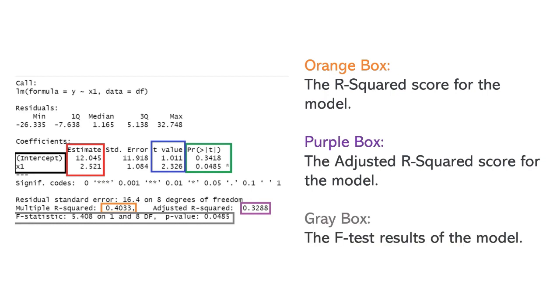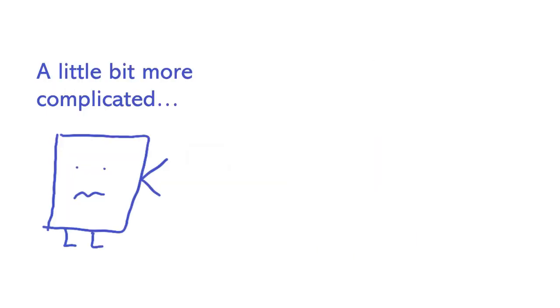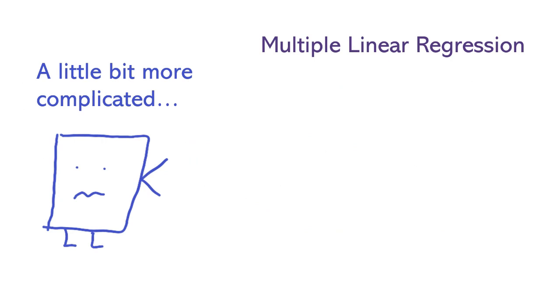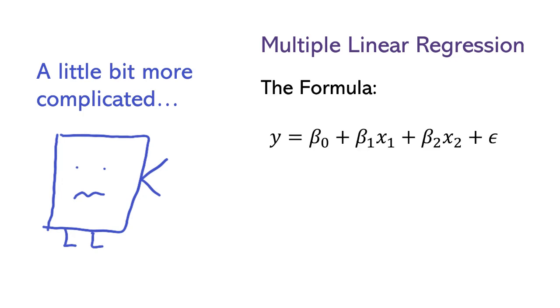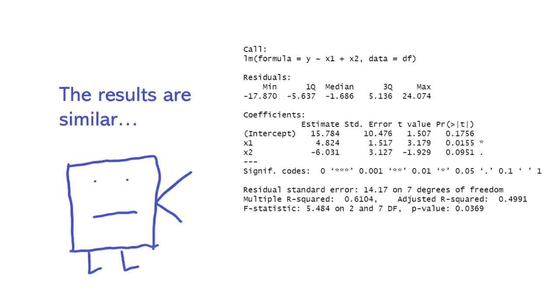Finally, we have the gray box, which shows the f-test results of the model. Notice that the p-value is the same as the p-value of the t-test because there is only one explanatory variable in the model. Next, we are going to create a multiple linear regression model, which is basically linear regression with more than one explanatory variable. The model will have a formula like this, and the code to build this model is as follows. The output will be like this, and the way to read the output is the same as the simple linear regression model, and the estimated formula for this model will be as follows.